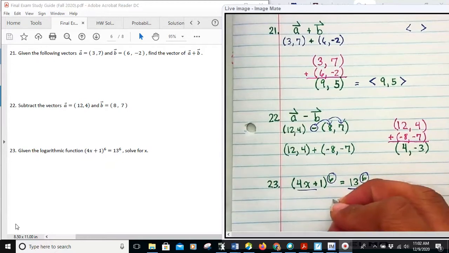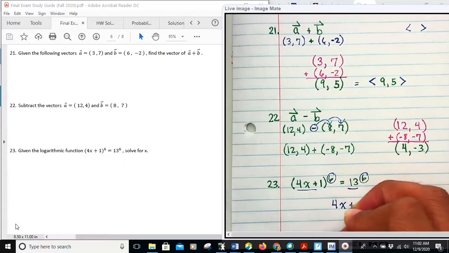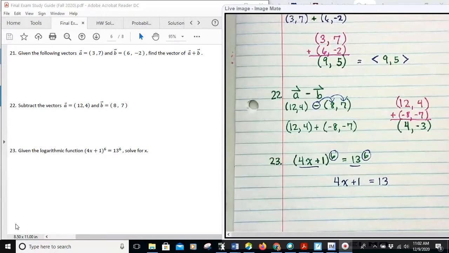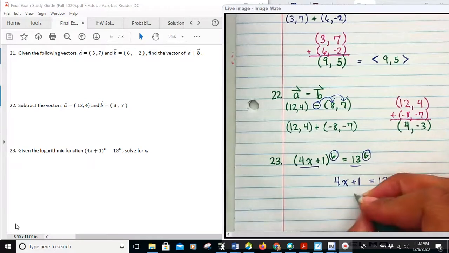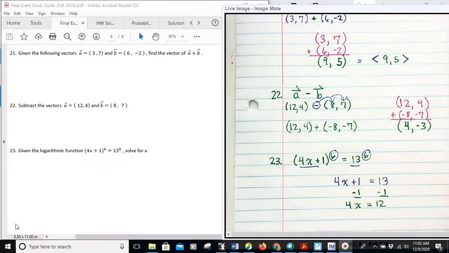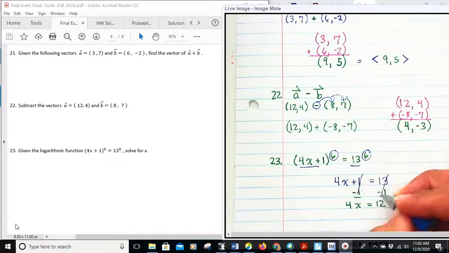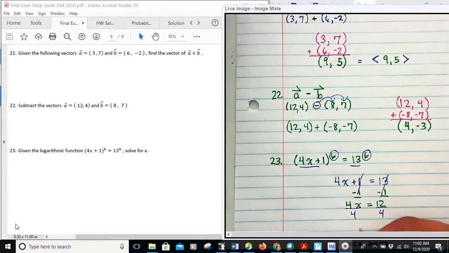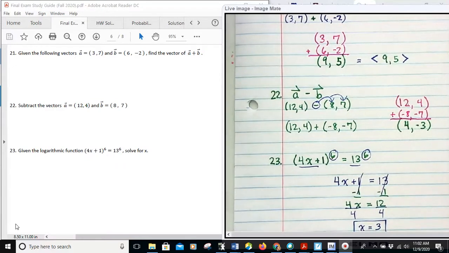So we're going to do 4x plus 1 equals 13. We're going to go ahead and solve this out. So subtract 1 from both sides. Gives us 4x equals 12. And then we divide by 4. And we get that x equals 3. Woo! We got 3 there.